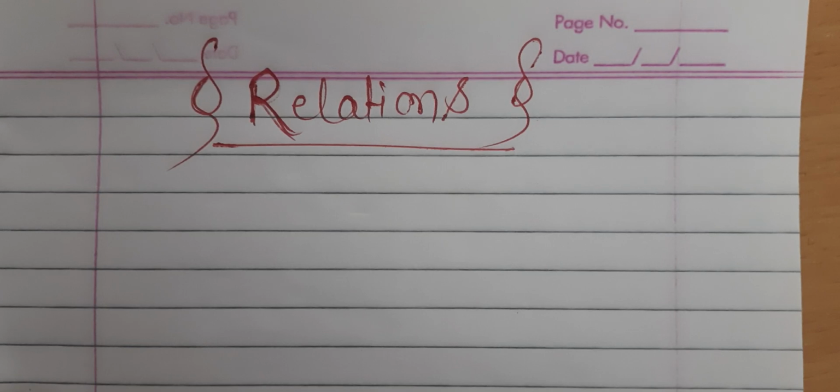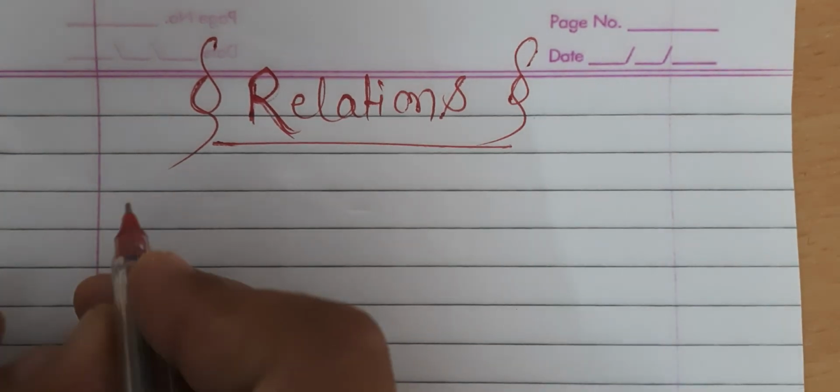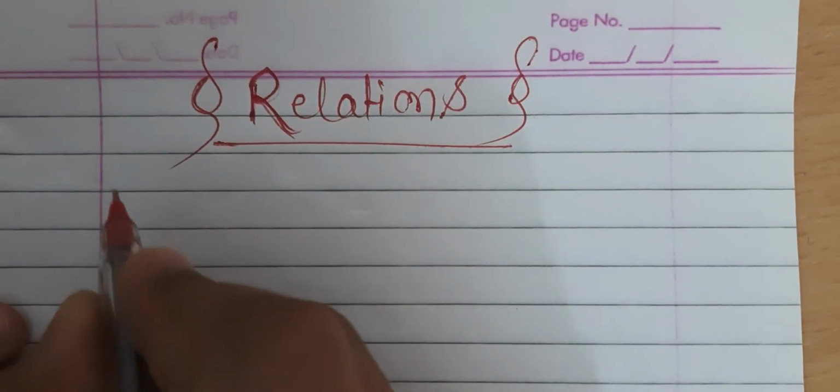Now today we will define a relation. If you have a clear-cut idea about this Cartesian product, then relation is very simple because relation is nothing but a subset of Cartesian product of two sets. So first we will see the mathematical definition of this relation.